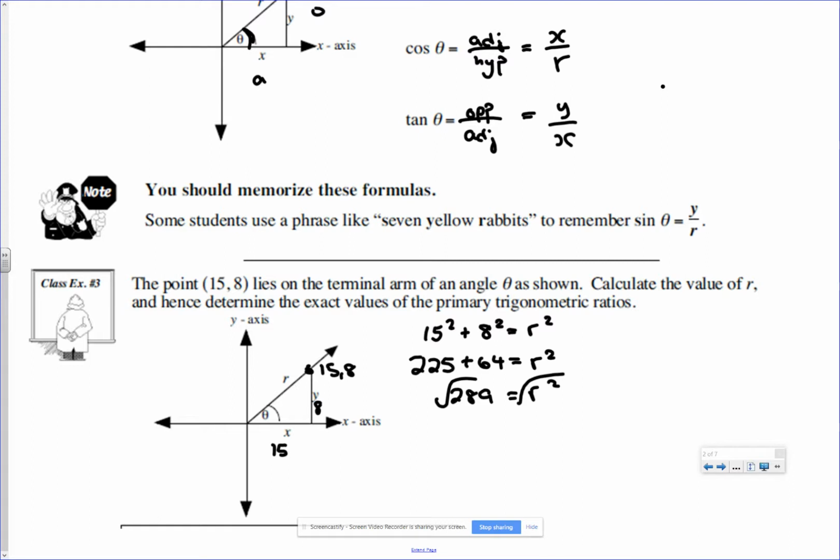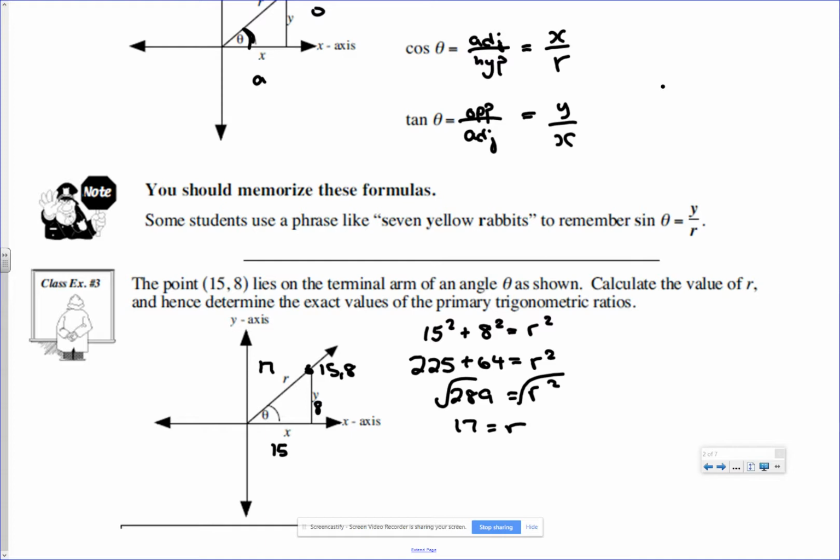And that one doesn't square root, I don't think. We'll just double check. 289 square rooted is 17. So this one does square root, so we don't have to worry about mixed radicals. So there, my r is 17.